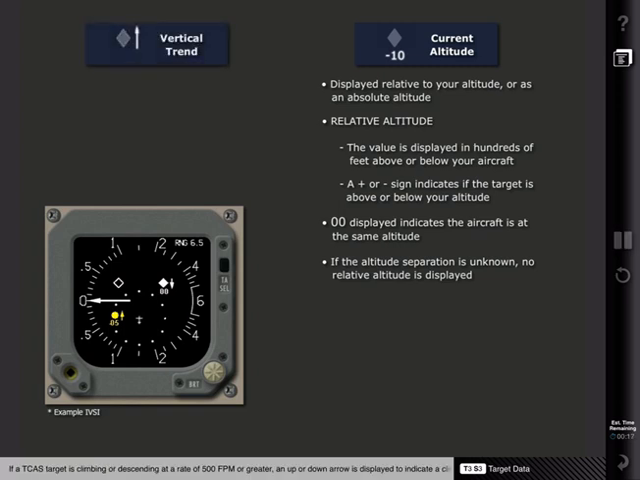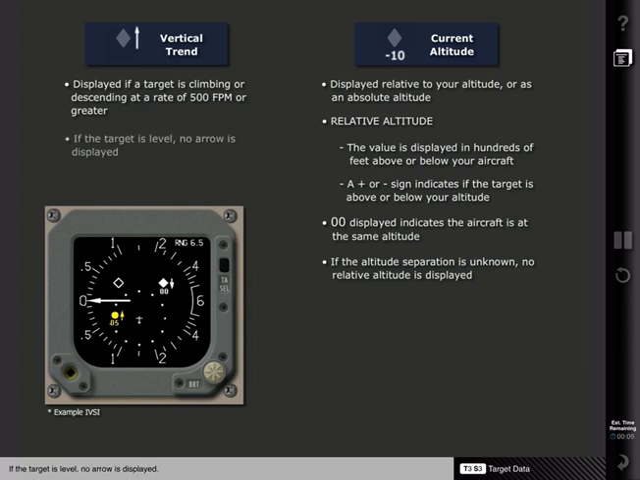If a TCAS target is climbing or descending at a rate of 500 feet per minute or greater, an up or down arrow is displayed to indicate a climb or descent. If the target is level, no arrow is displayed.